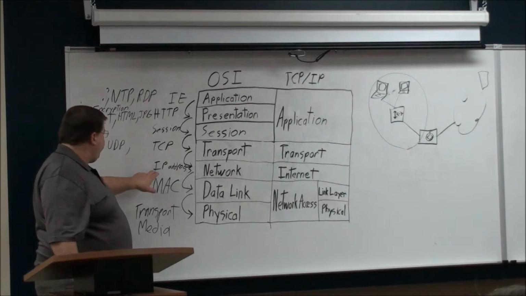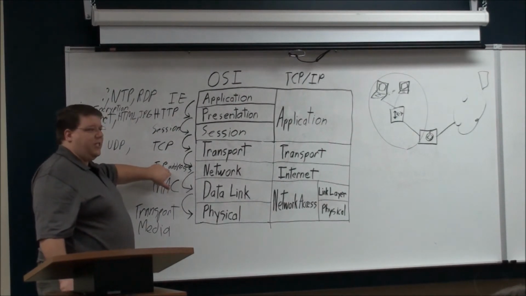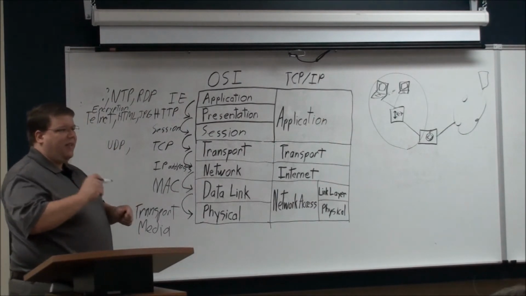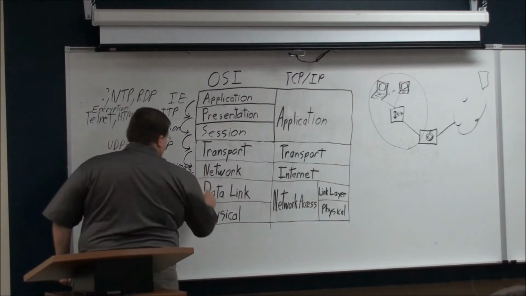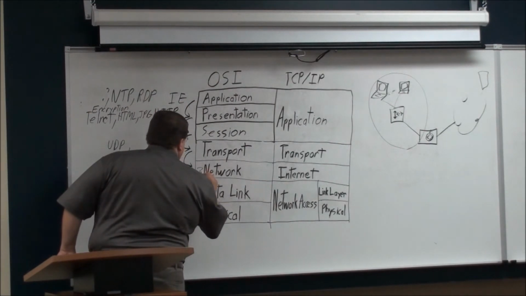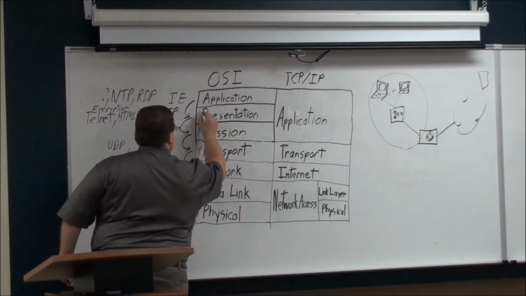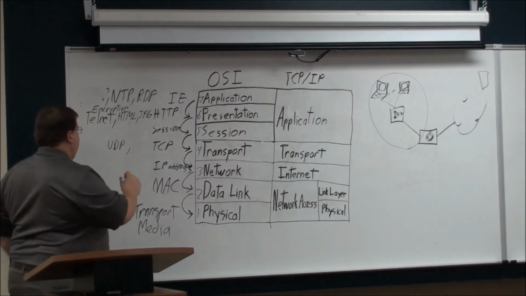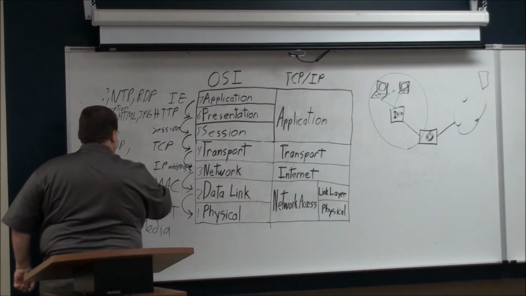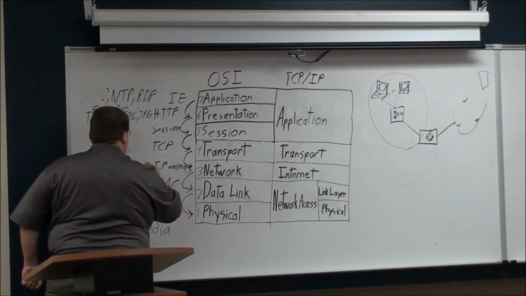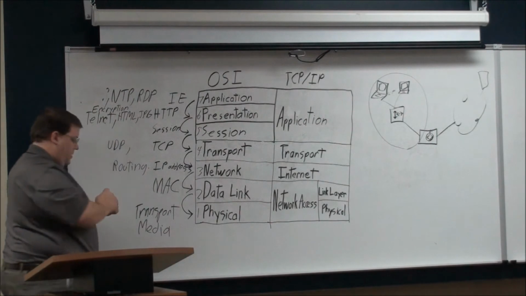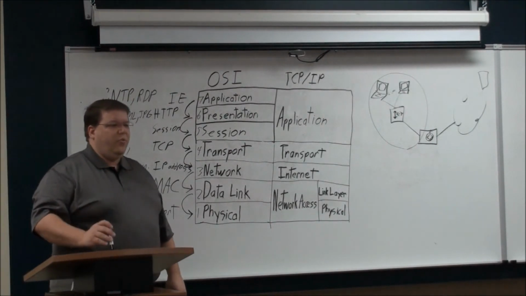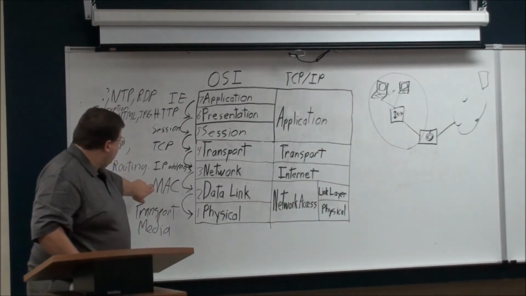The network layer. This is responsible for addressing. You'll hear a lot of times people talk about layer 3 devices. This is the third layer. So this is where our routing happens. Layer 3 devices.